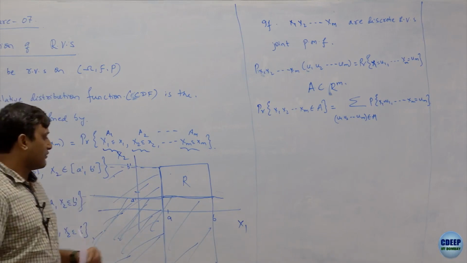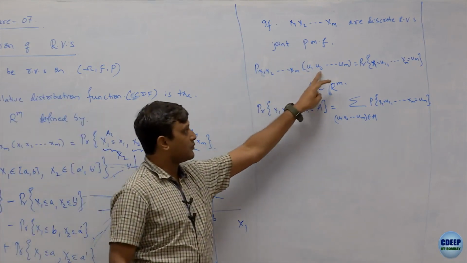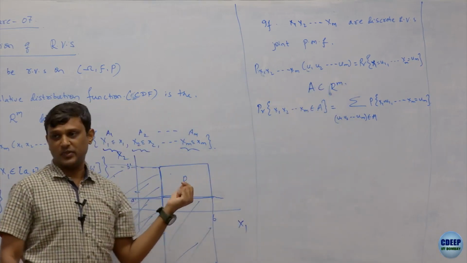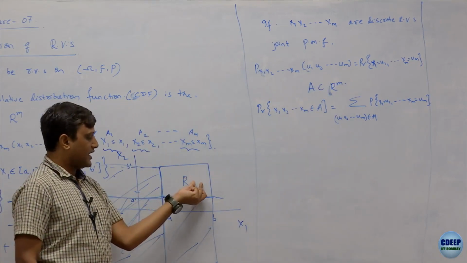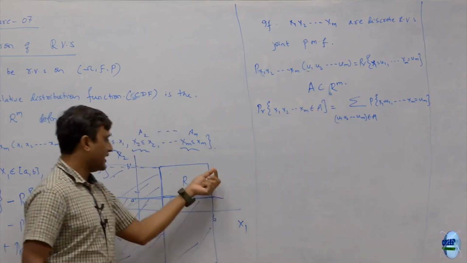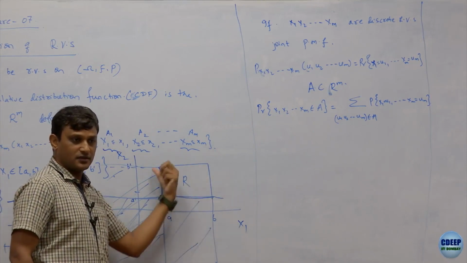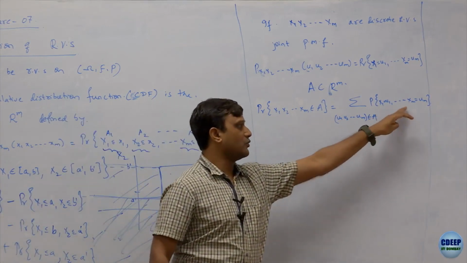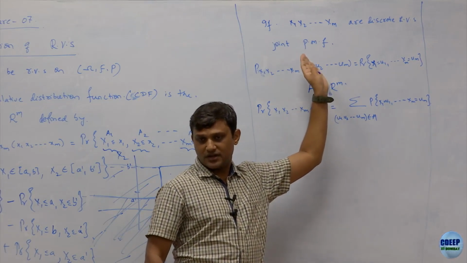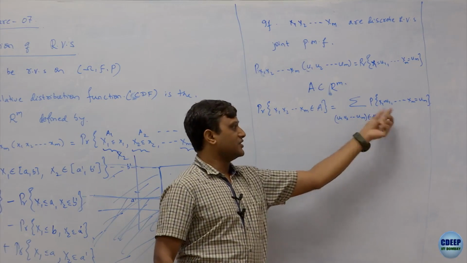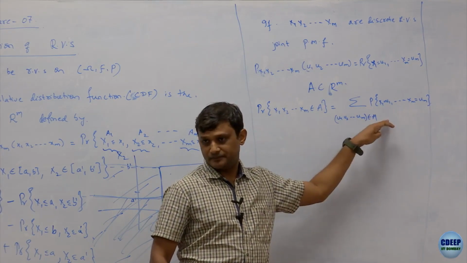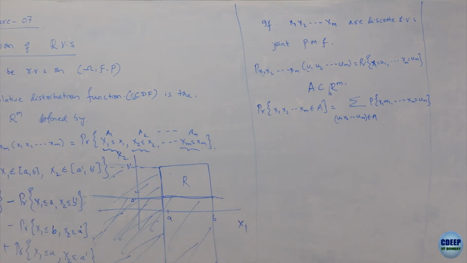It is just that, instead of being interested in one particular point, suppose m equals 2. Instead of asking my random variable to take any two points, I am interested in knowing it taking a subset of values. So then I simply take all the points and add, because I am interested in a discrete random variable here, this summation is at most over countably many terms. So now this is for the discrete case.